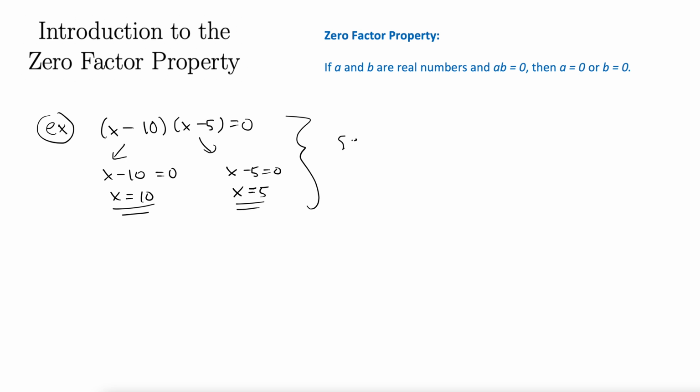So it just tells you to take each factor and set it equal to 0. So set each factor equal to 0. All right. Let's try another one.